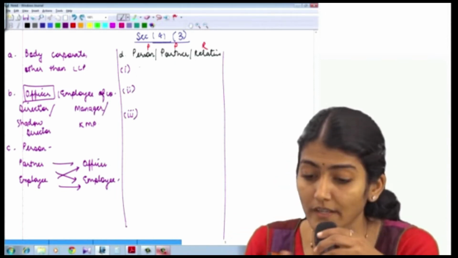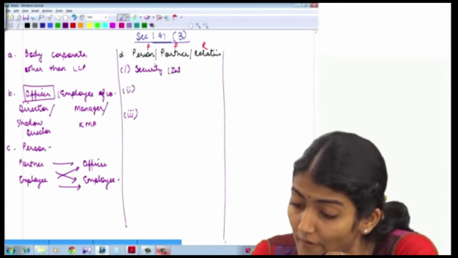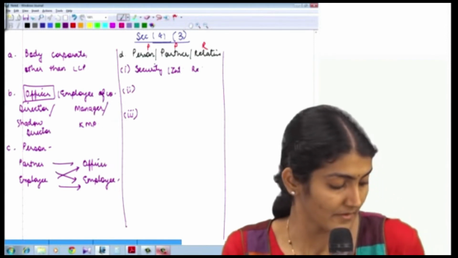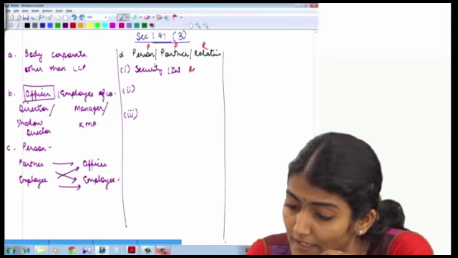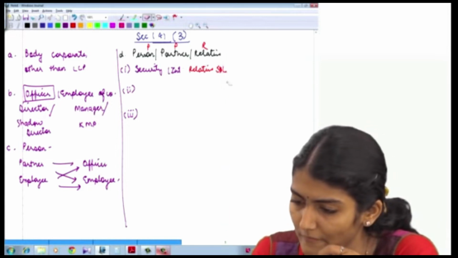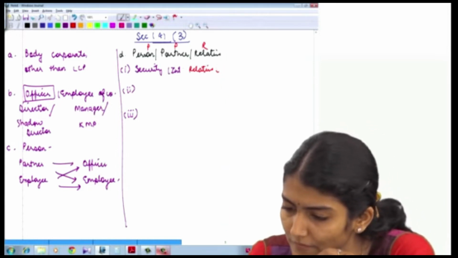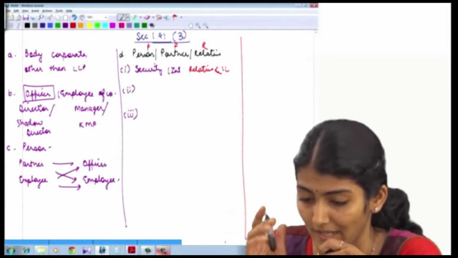What does 141(3)(d)(i) say? Holds any security or interest. However, relative can hold security up to the face value of rupees 1 lakh.